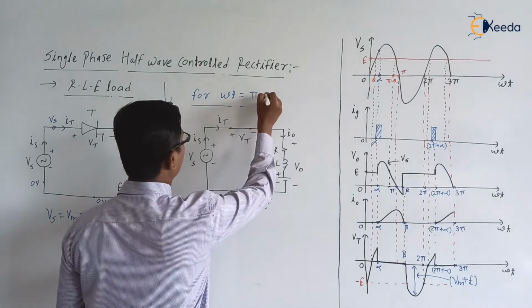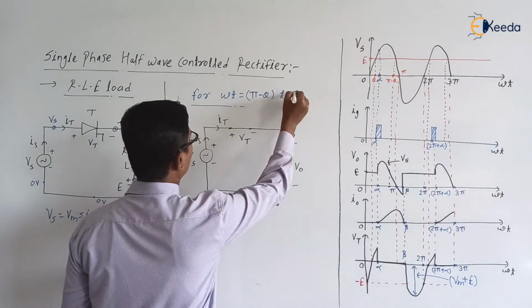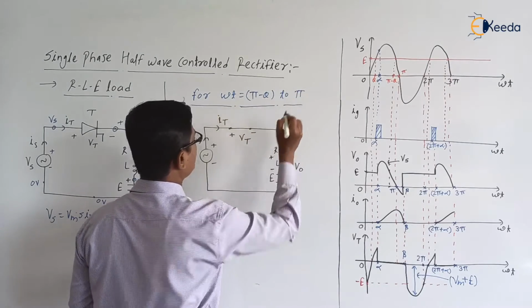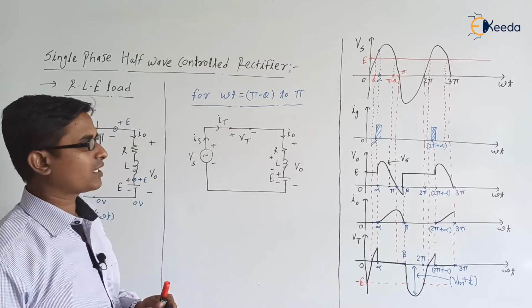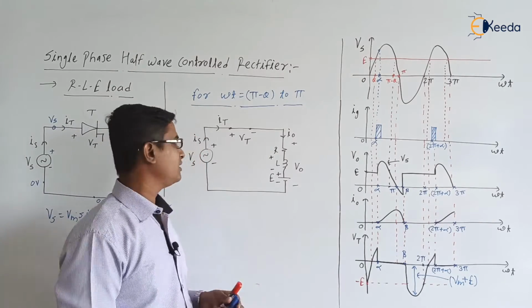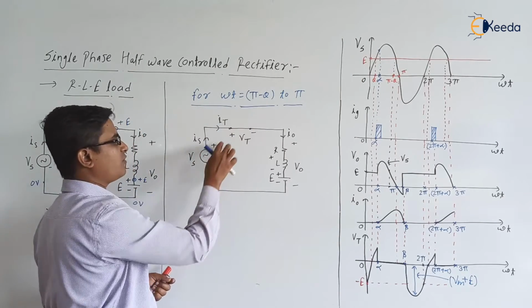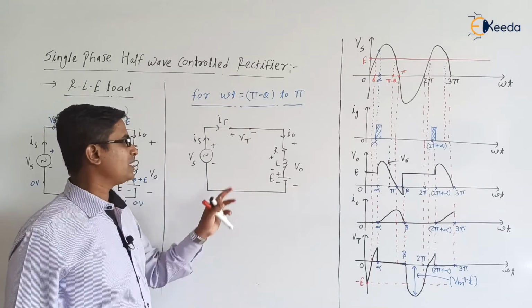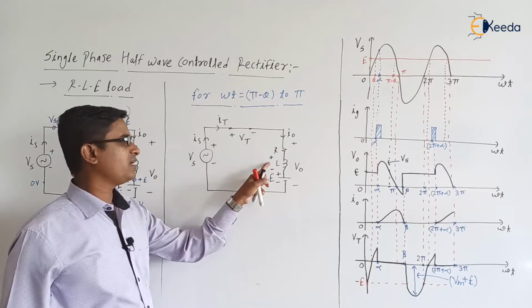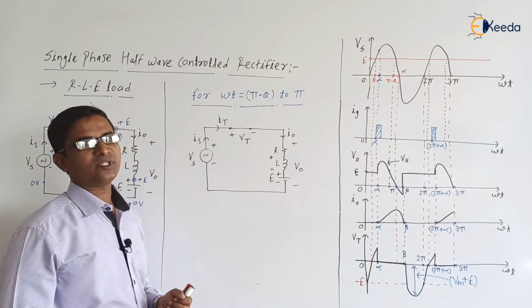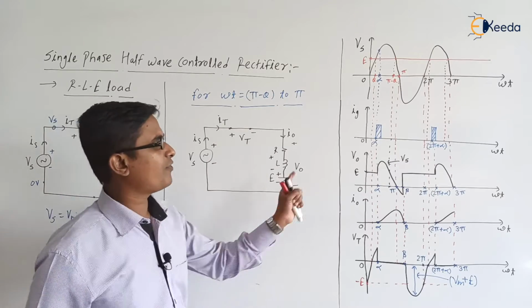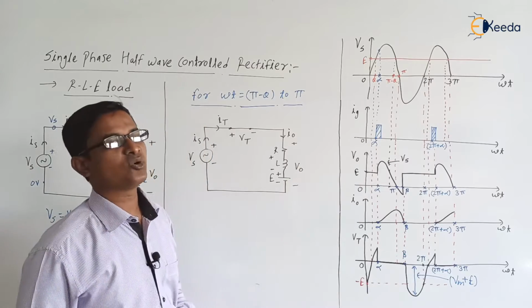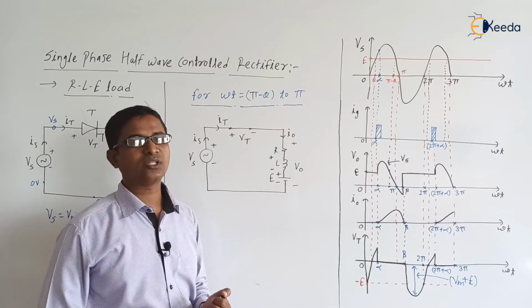Omega t is equal to pi minus theta to pi. If you check during this interval, after pi minus theta, Vs is positive, but Vs is less than E. Here we have the inductor, and from omega t is equal to alpha to pi minus theta, the inductor has stored the energy.